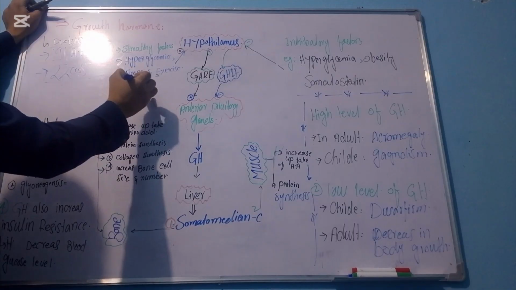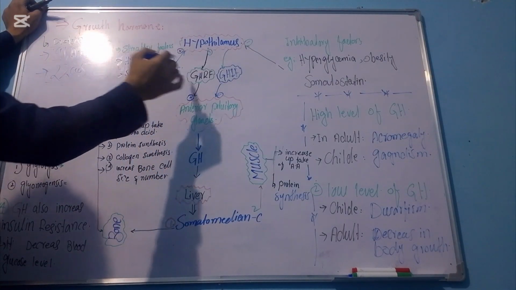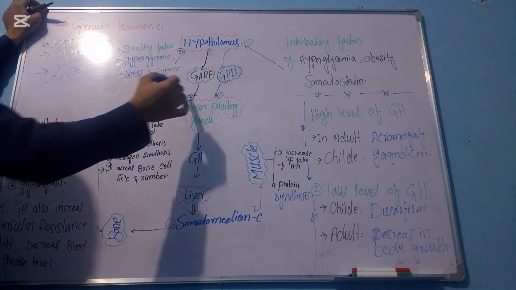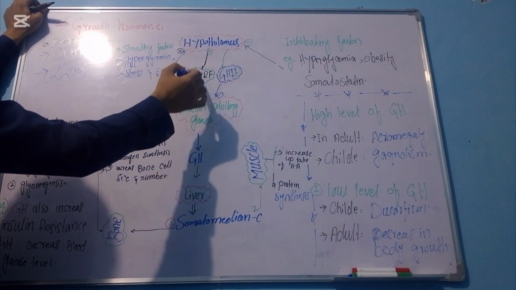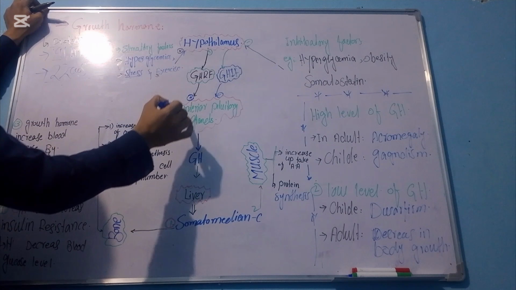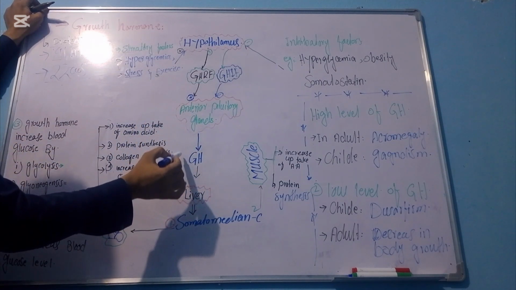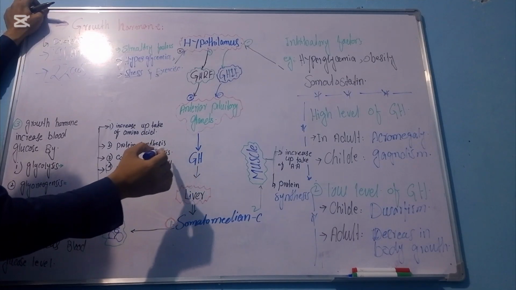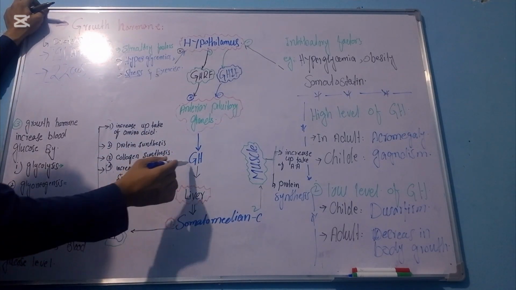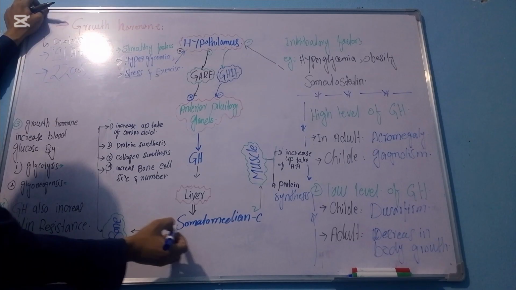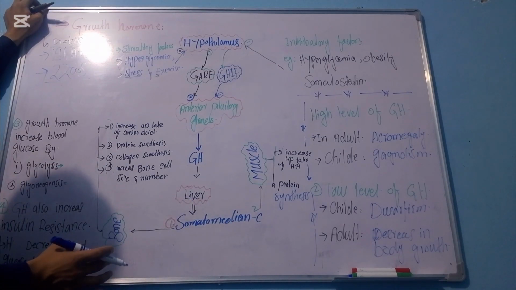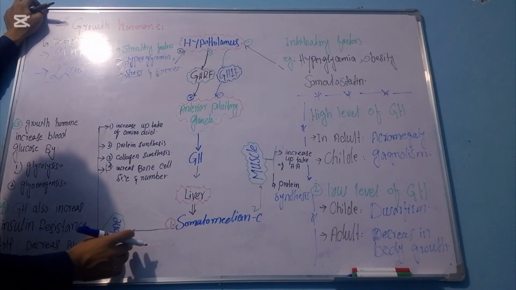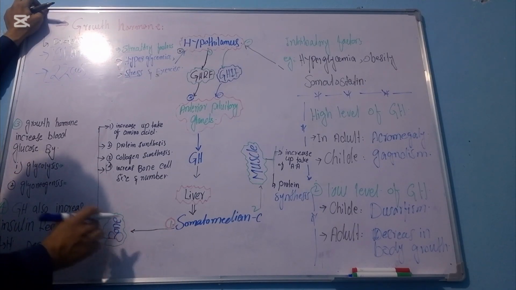In all these factors, the body needs more glucose. So that is why these factors stimulate the hypothalamus to secrete growth hormone releasing factor. When growth hormone releasing factor is secreted from the hypothalamus, it stimulates the anterior pituitary gland to secrete growth hormone. When growth hormone is secreted from the anterior pituitary gland, it stimulates the liver to secrete somatomedin C. Then some functions will be performed by somatomedin C. Somatomedin C will stimulate linear growth of the bone.